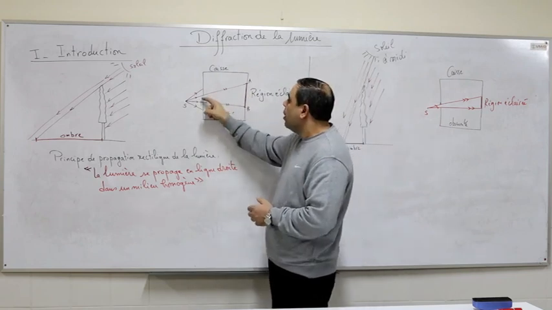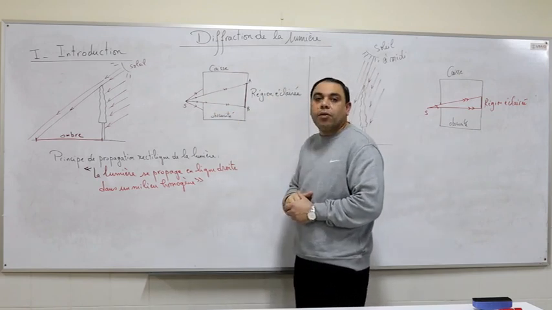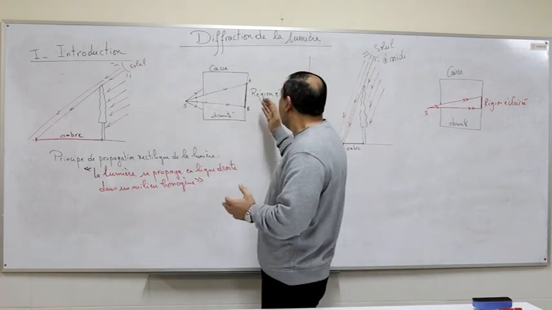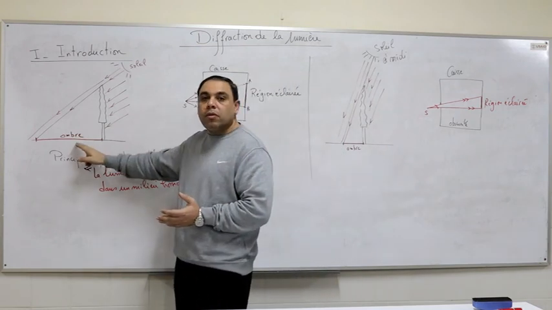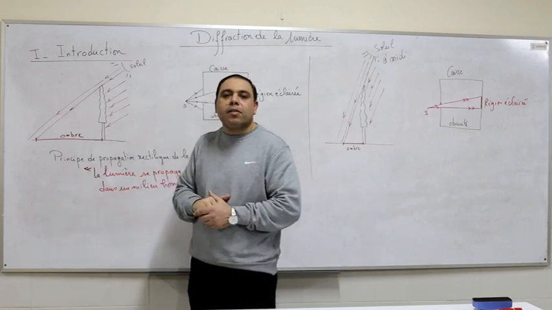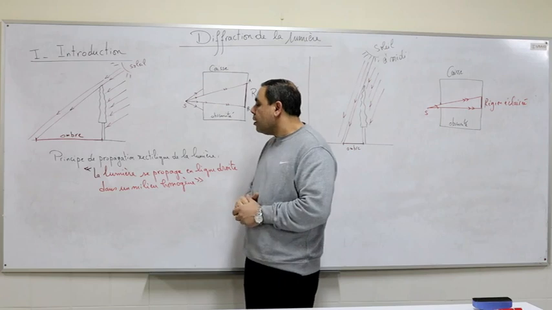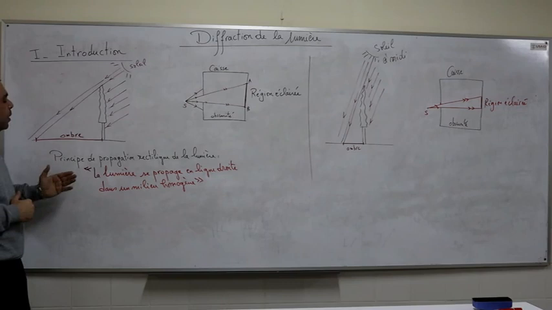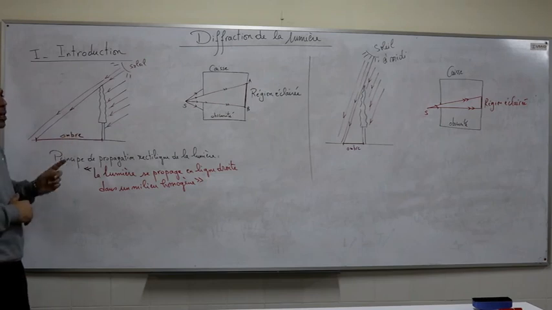Now, how can we interpret the form of the lit region or the shadowy region? It can be interpreted by the principle of rectilinear propagation of light. The principle states as follows. Light propagates in a straight line in a homogeneous medium. This principle can interpret the shape and dimensions of the shadow or the lit region.